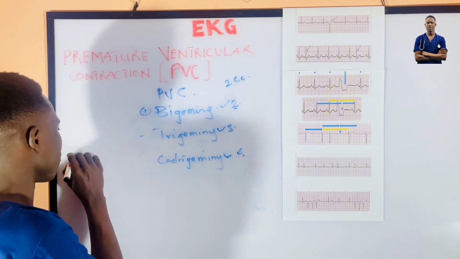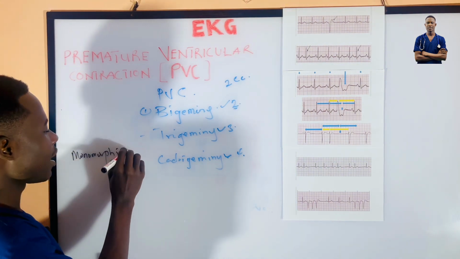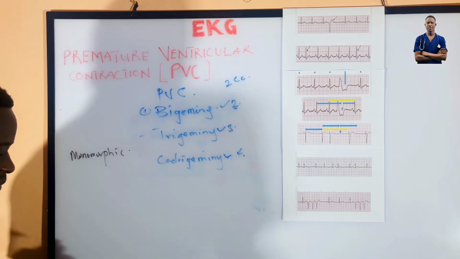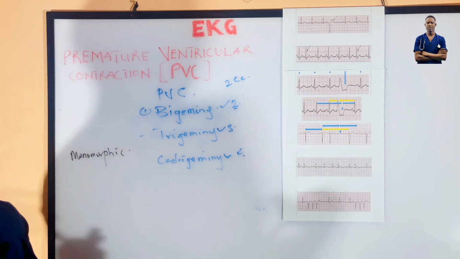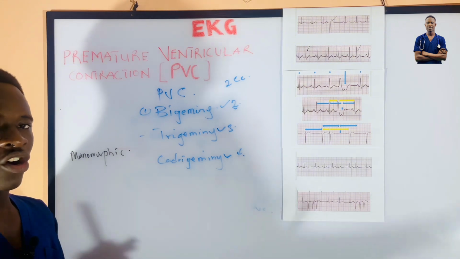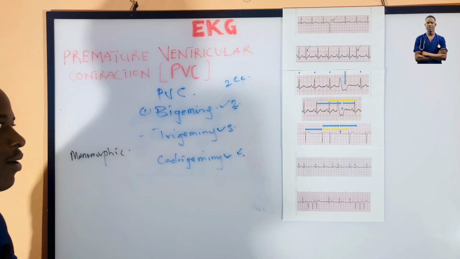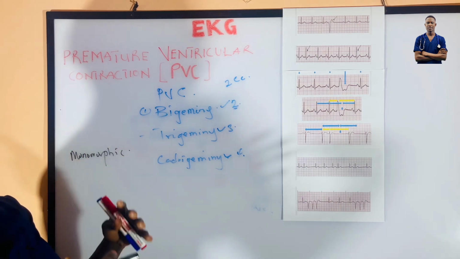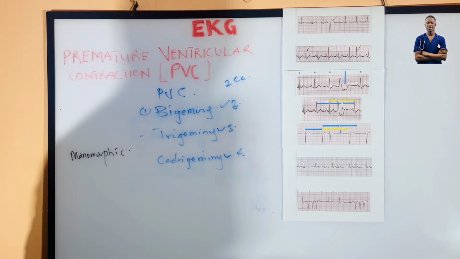And it can be monomorphic. It can be monomorphic quadrigeminy. That means all the extrasystoles generated are of the same direction. Or it can be polymorphic bigeminy. All the extrasystoles, or the PVCs generated, are not of the same direction. Some are positive and some are negative.